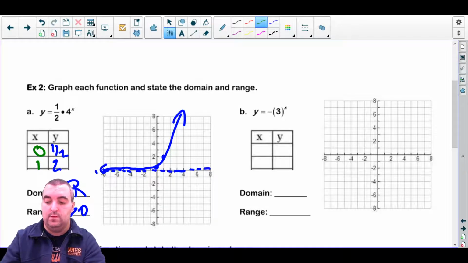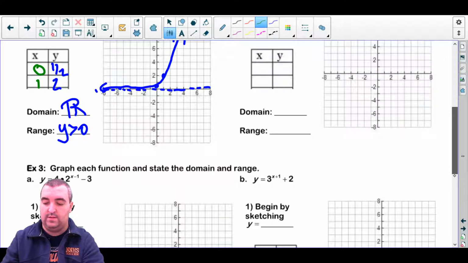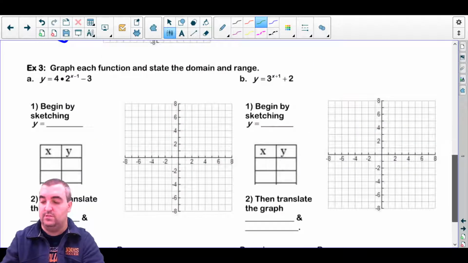Okay? So I want you guys to try B. It throws a negative in there, but it's still the same idea, right? Do 0 and 1, substitute 0 in, multiply by -1. Substitute 1 in, and then multiply it by -1. Alright, so now let's go into ones that have these transformations, these shifts.